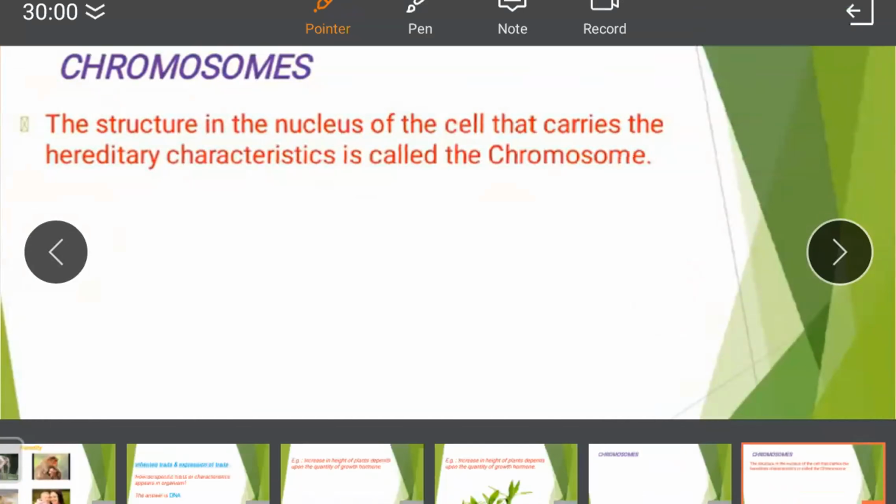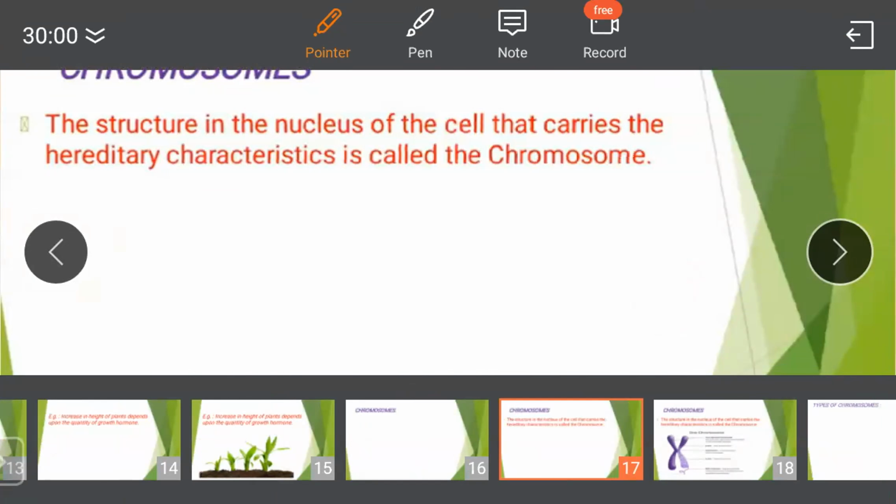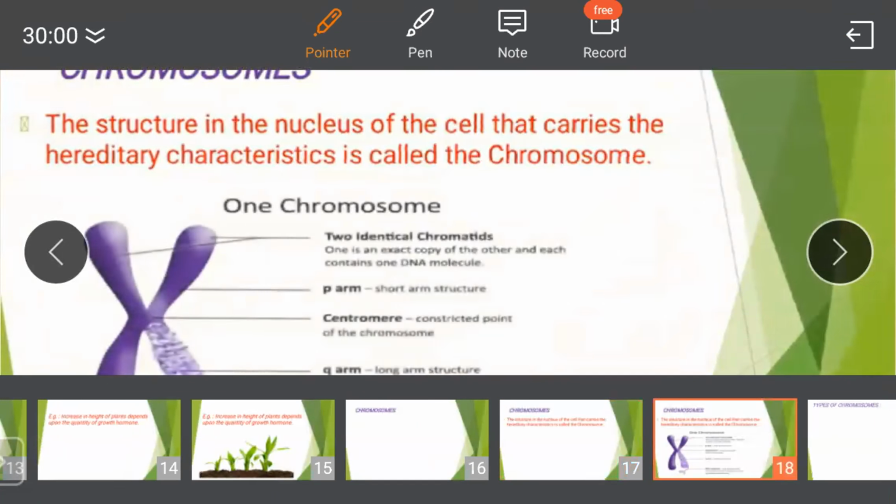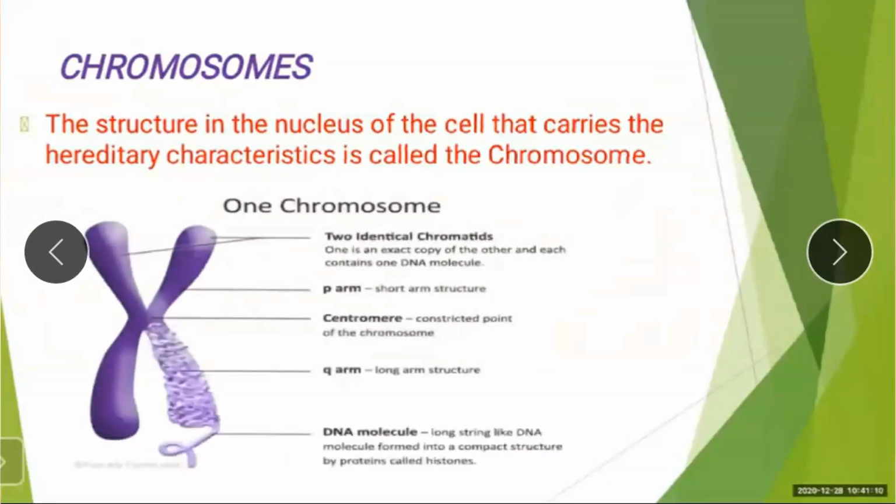It is made up of what? Nucleic acids and proteins. During cell division, chromosomes can be clearly seen under the compound microscope. We can't see these chromosomes with our naked eyes, only through the compound microscope. Genes, which contain the information about the hereditary characteristics in coded form, are located on the chromosomes, and each species has a specific number of chromosomes.